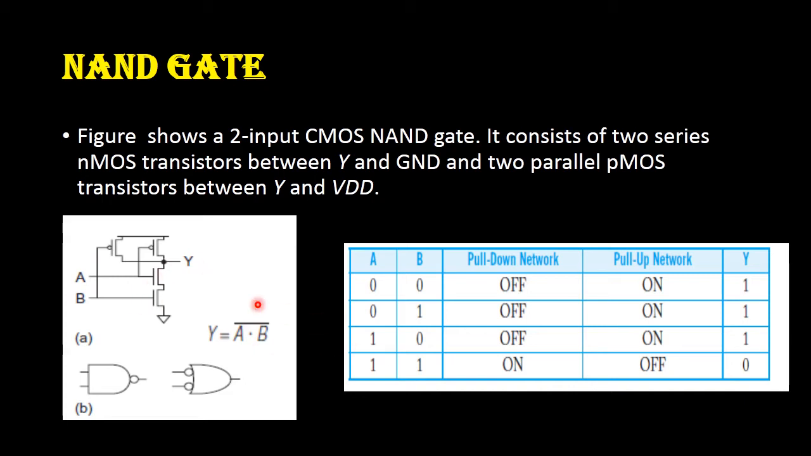Then the third case, 1, 0. At that time, the pull down network is off and the pull up network is on. So now also Y value is equal to 1. Then finally, if we give 1, 1 as input to this CMOS logic diagram, then the pull down network will be on and the pull up network is off. So now Y value is equal to 0.